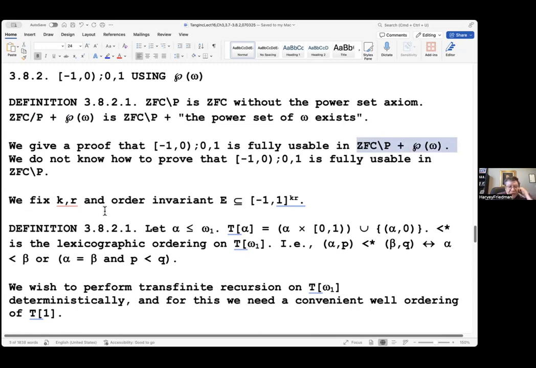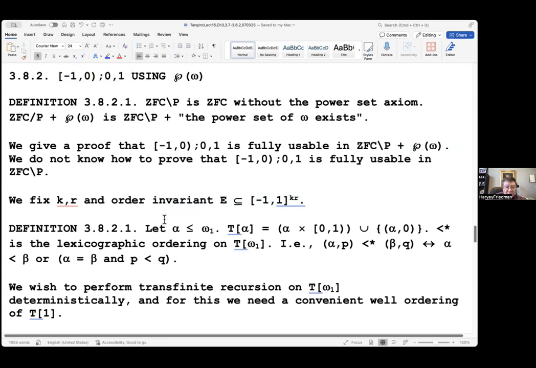All right, so we fix K and R in an order invariant E. This is our usual order invariant constraint, right? And we want to prove that there's a maximal root, R root. There's a maximal S such that S to the R is contained in E, S to the R is contained in E, which is invariant with respect to this function. That's what we're doing.